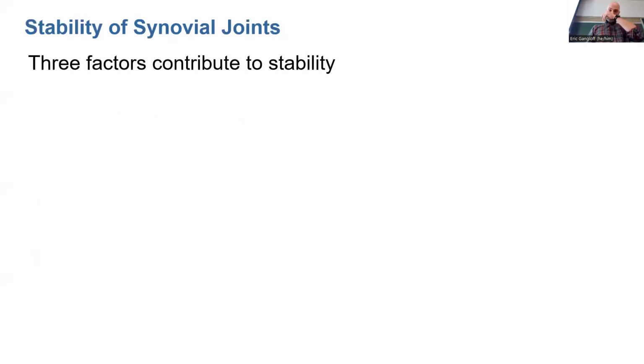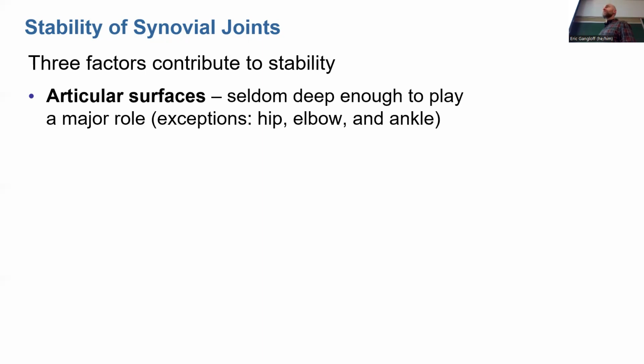Okay, so let's talk about synovial joints. We talked about how they provide movement, but we also need structures that allow them to maintain stability and not simply fall apart. There's 3 structures that I want to talk about in this regard. The first is the articular surfaces. In general, these don't play a major role in increasing stability, but in some cases, they're really important.